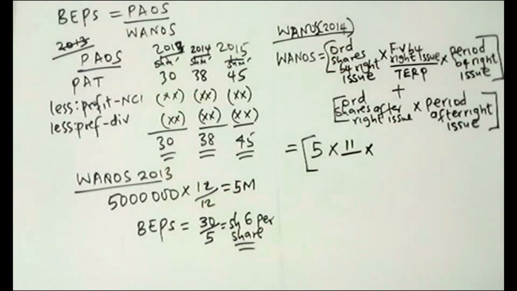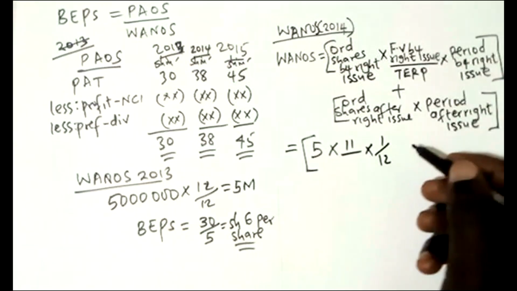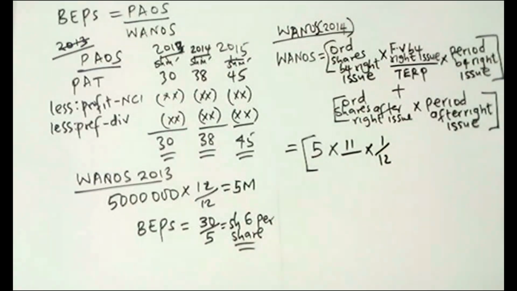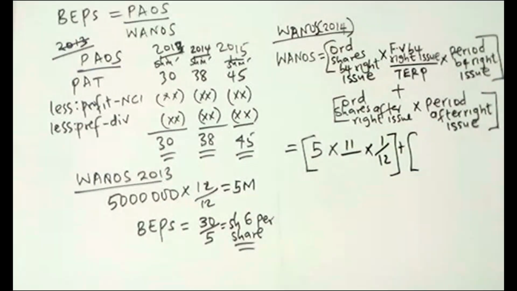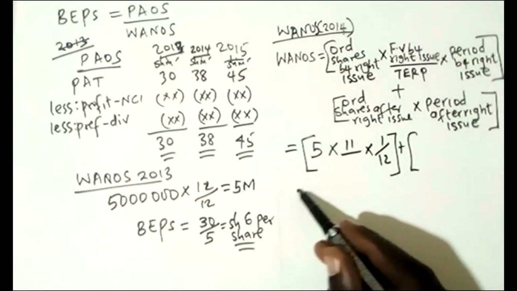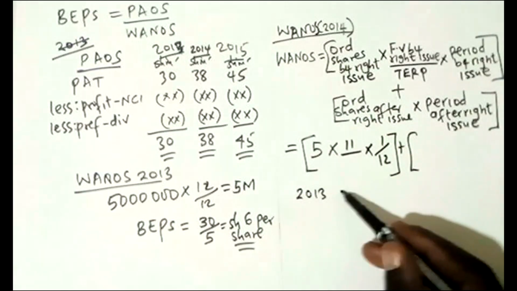So the period before the rights issue. Remember that our rights issue took place in February and our financial year runs from January to December. So the period before the rights issue is just January of 2014, 1 month. Then we add the ordinary shares after the rights issue. Remember that the ordinary shares before the rights issue in 2013 were 5 million.